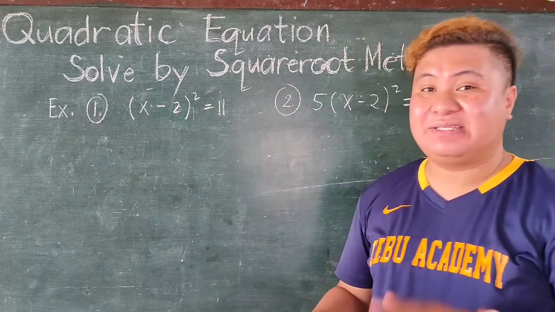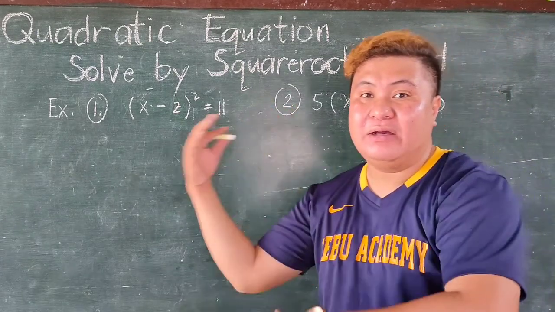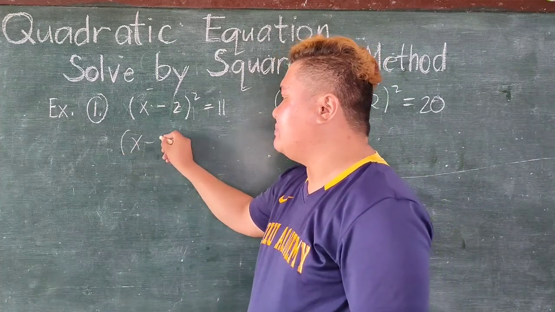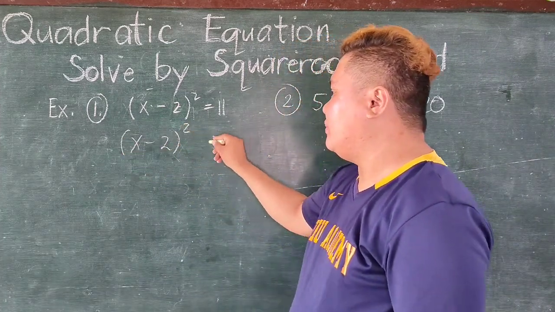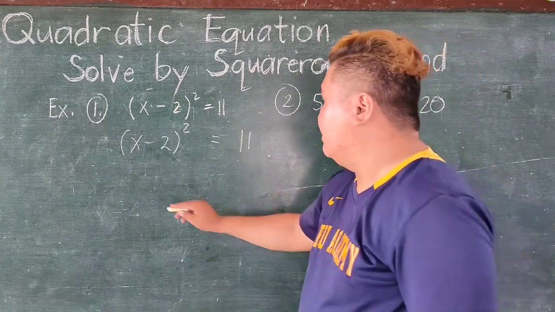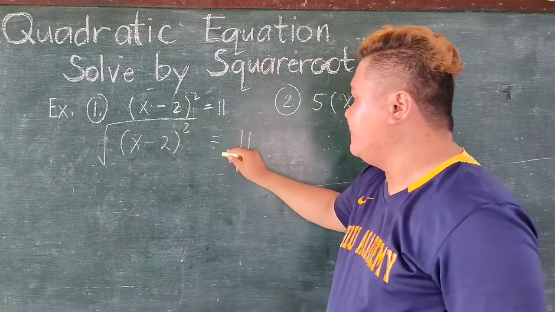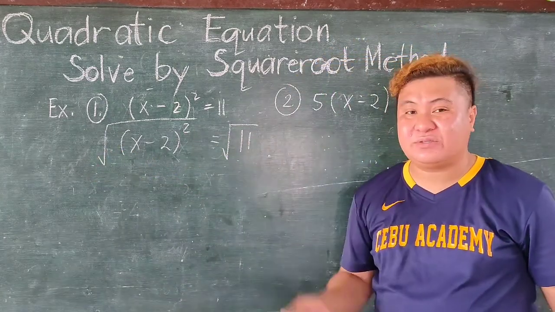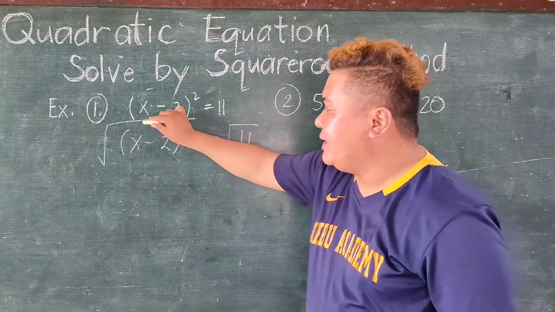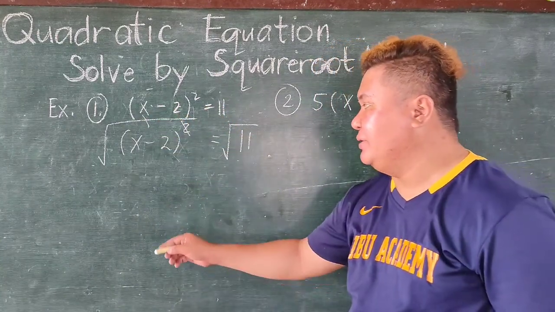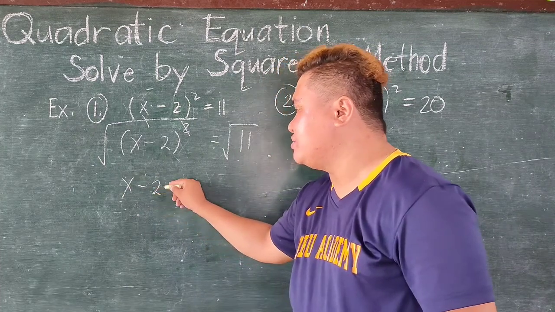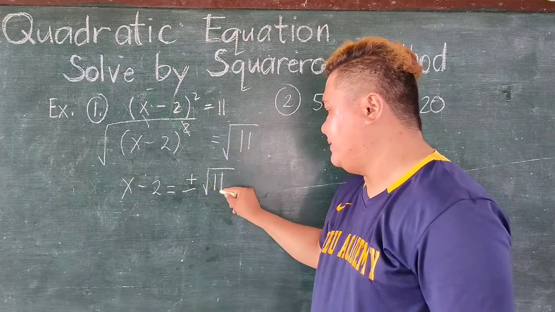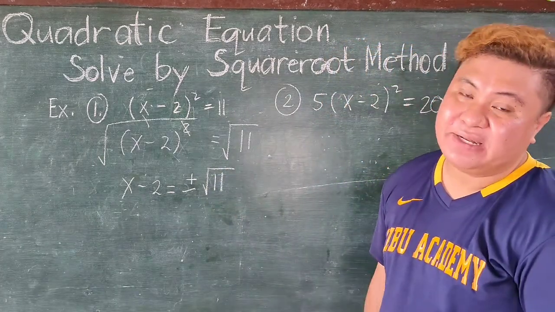To make it easier, you don't need to go through factoring. So, just copy (x - 2)² = 11. What you do here is put a square root symbol on both sides. Since the square root and the square cancel each other, we get x - 2 = positive and negative √11. Okay? It is positive and negative.